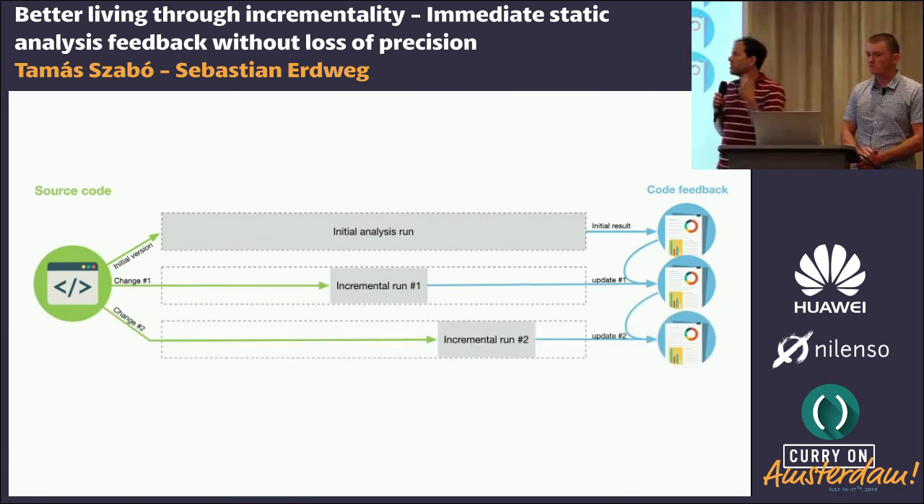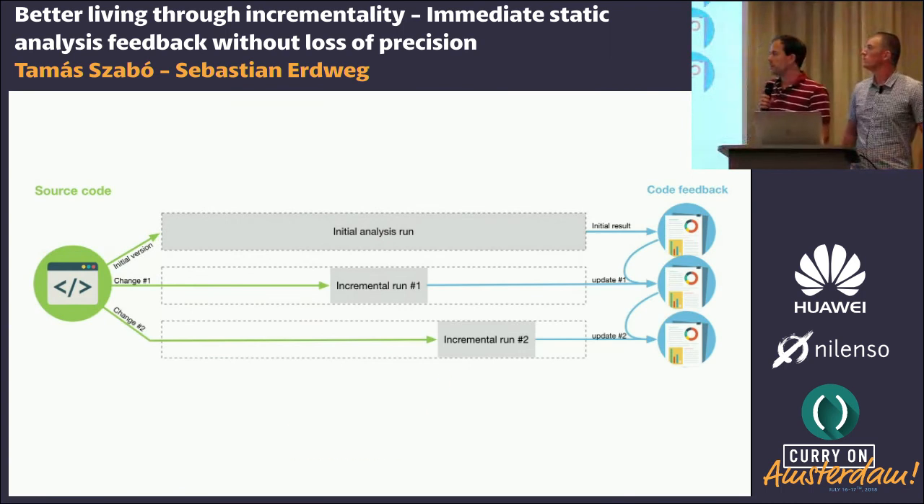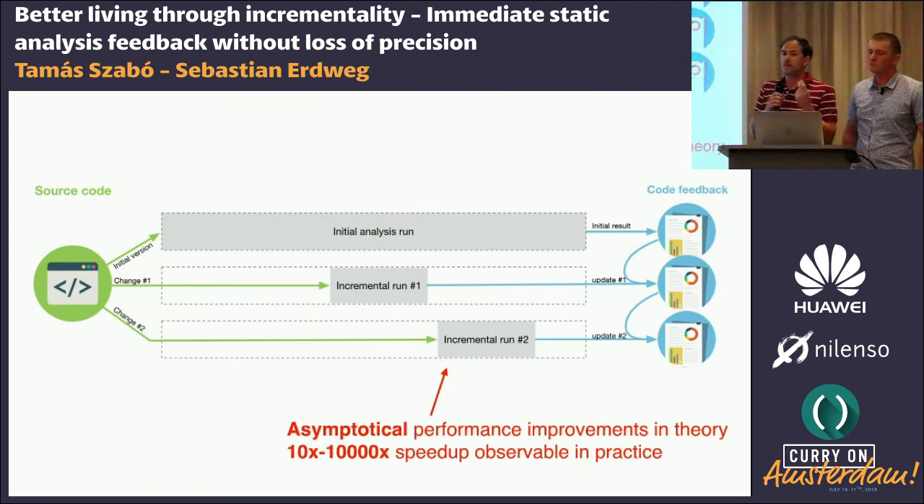And we can do that multiple times, right? And every time we get this incremental benefit. And in theory, this kind of approach, this kind of incrementalization can give you asymptotical performance improvements. And in practice, we have observed speedups between 10 and 10,000 fold. So this can give you significant speedups.